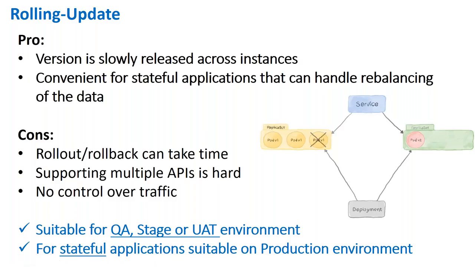If you go to production, this is something which will not be suitable, because in production, if you do one by one it's going to be very slow, so typically your production downtime will also increase. Now in production, if it is a stateful application, then you might go with a rolling update, so that is fine. But typically for a stateless application, we will not be using this on production. More of QA and stage is what we are going to do.